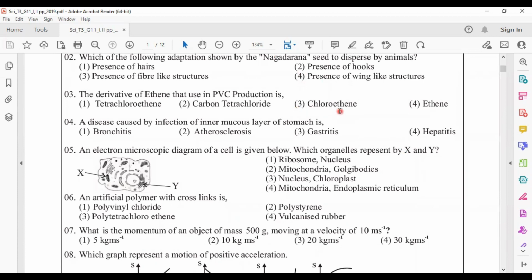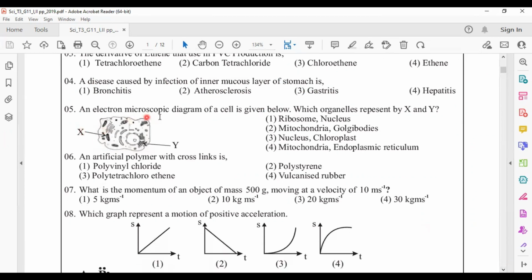Answer number 3. A disease caused by infection of the inner mucus layer of the stomach is answer 3, gastritis. The inner mucus layer of the stomach is infected and that disease is caused.